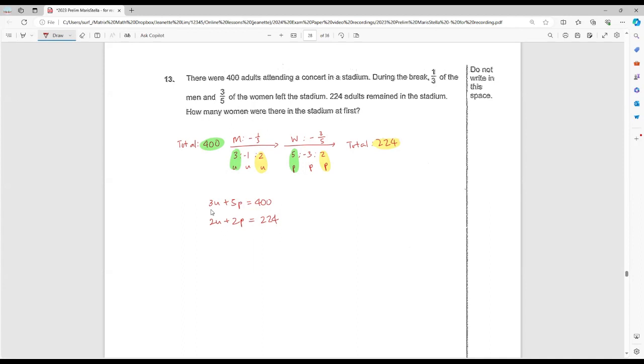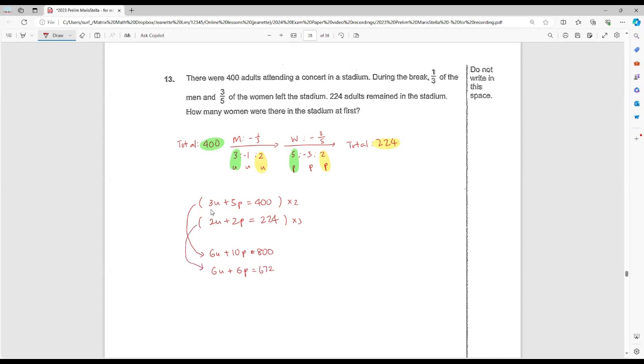The common multiple of 3 and 2 is 6. So this one, we have 2 times 2. This one, to make it 6 units, we have 2 times 3. So what we have from the first line is 6u plus 10 parts equals 400 times 2, which is 800. Then the second one times 3, you get 6 units plus 6 parts equals 672.